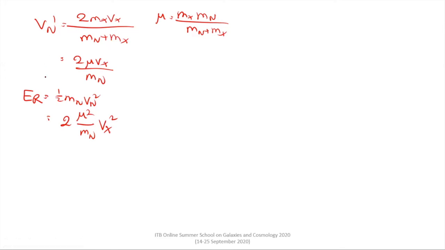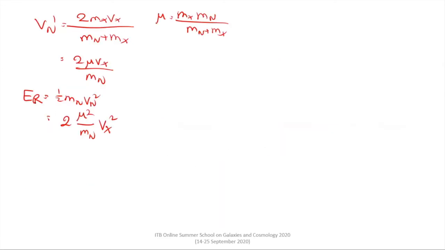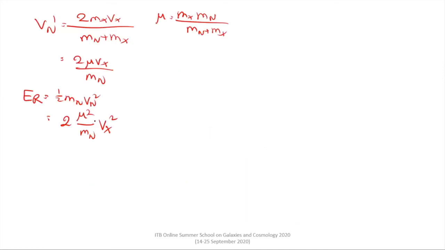Actually, I assume that everything moves in the 1D direction. This is my assumption because I want to make things simple. But this is actually the maximum recoil energy. If you work this out at an angle, you'll get the recoil energy to be lower than this, right? So we have the maximum recoil energy. Good.